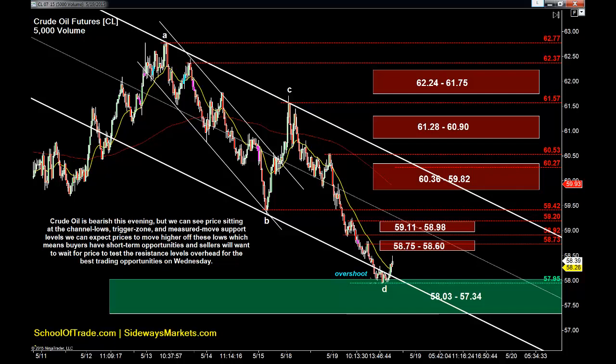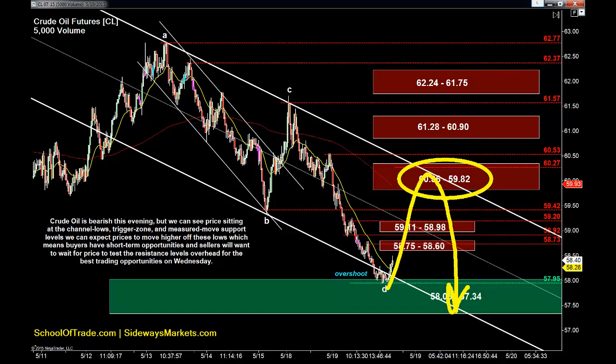We can see price sitting right at channel lows, right at trigger zone support. We've got measured move support. All of this tells us to expect prices to move higher off these lows, which means buyers have short-term opportunities pretty much right now, and sellers, you guys are going to want to wait here. Now, the problem right now is that overshoot of the lows, the testing of major support down here at 58.03, we're probably going to see a pretty decent correction back higher here. We know that the best option here will be to wait for price to get back up towards these highs and sell it back down again.